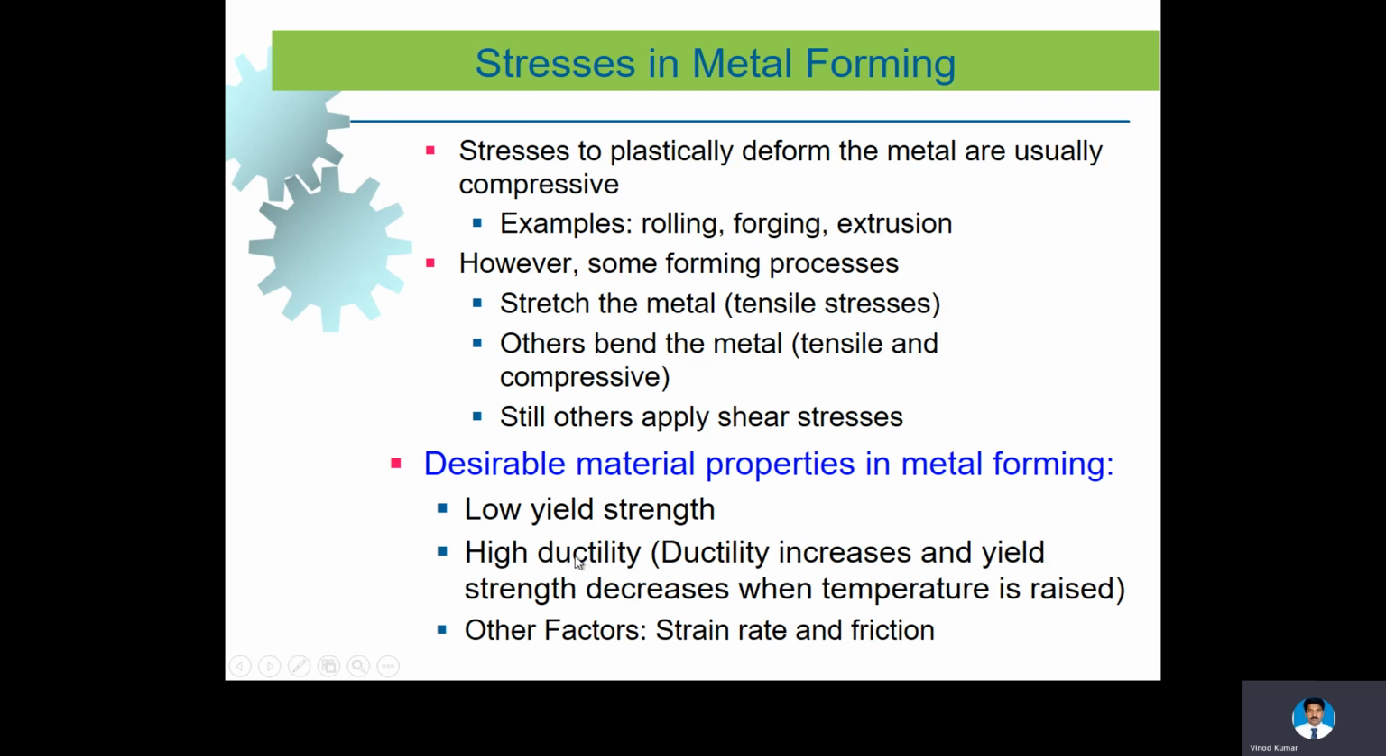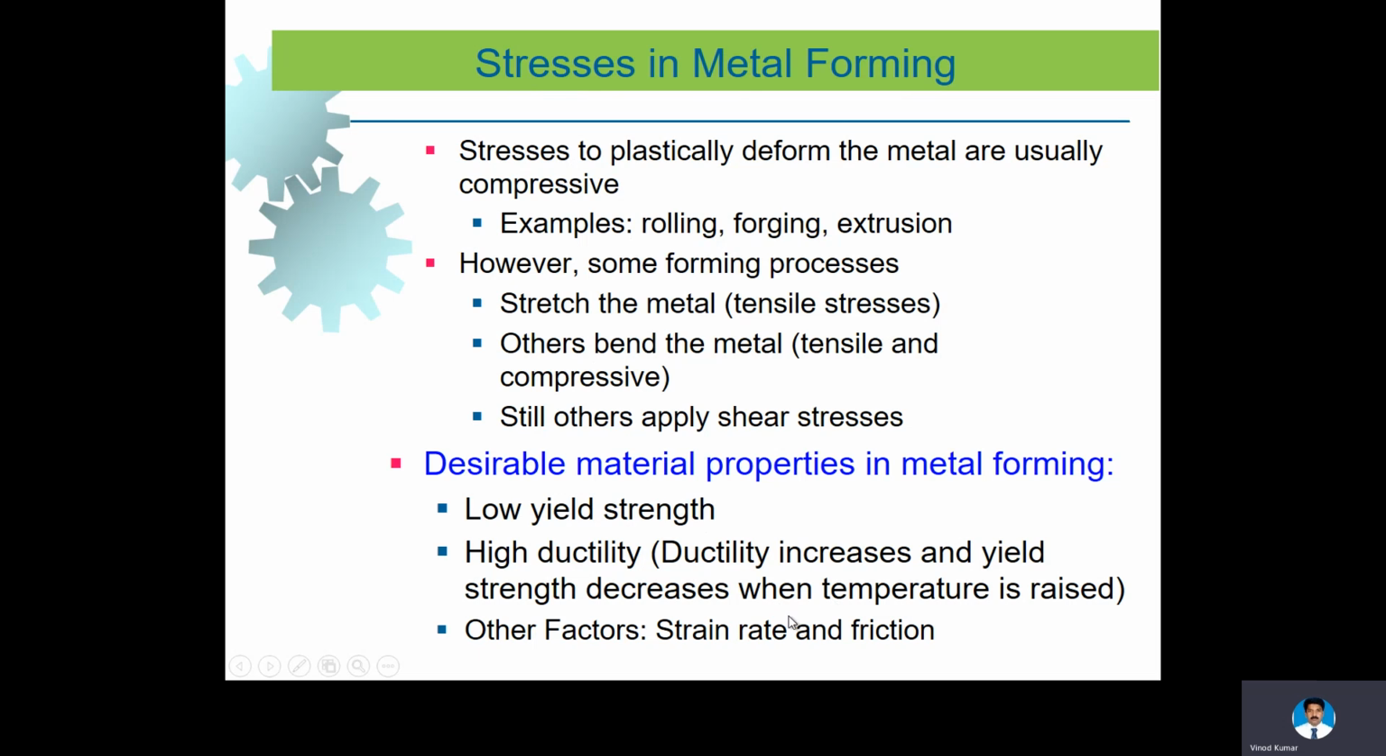That means less force is required to give more deformation. So ductility increases as temperature is raised, and yield strength decreases when temperature is raised. Hence, temperature is a critical part, as whenever we increase the temperature, we can increase ductility and decrease yield strength. That means the forming process will be very easy whenever we raise the temperature.